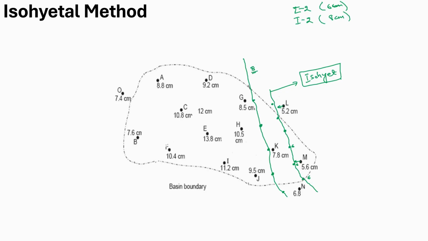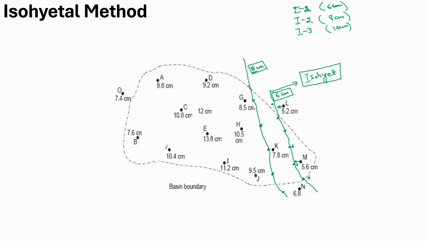It automatically means that it is an isohyet having 8 centimeter of precipitation, and this is an isohyet having 6 centimeter of precipitation. Again, we will have isohyet number 3. This is isohyet number 1, 2, 3, say 10 centimeter, because we cannot again draw the isohyet of 9 centimeter, because it will leave this station on the left side. So I will move with the 10.